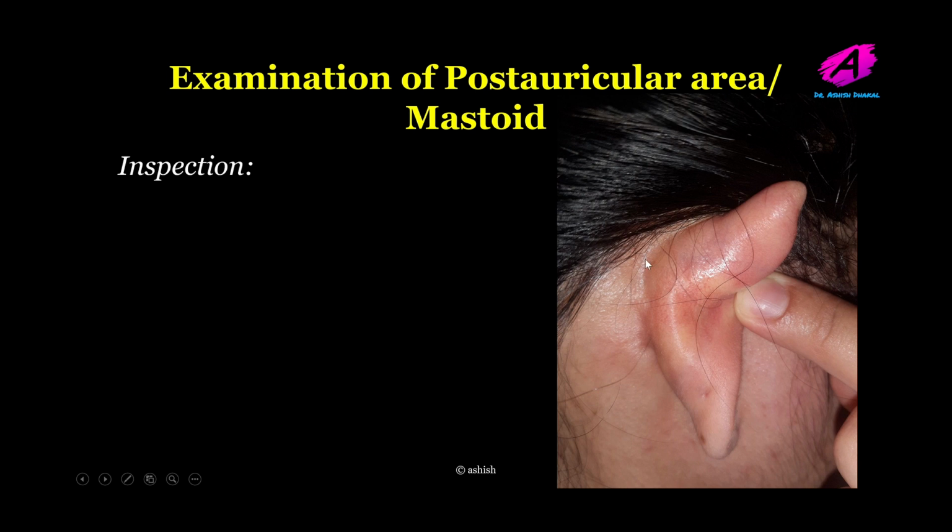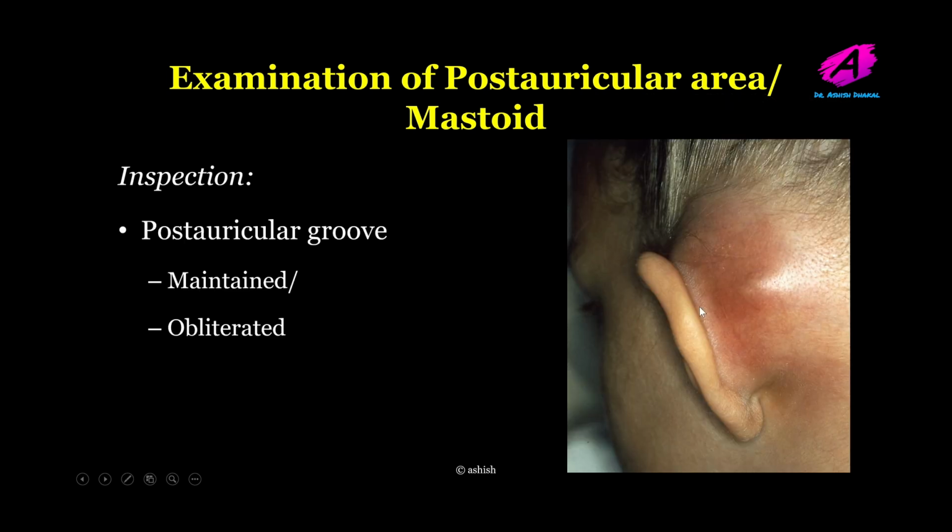So this is the normal postauricular groove that you can see. So in this case, the postauricular groove is obliterated. So you have to check whether the groove is maintained, present, or if it is obliterated. In cases of mastoiditis, because of the inflammation, this groove may be obliterated. Sometimes in postauricular lymphadenitis or any infective lesion in the postauricular area, this groove may be partially obliterated.